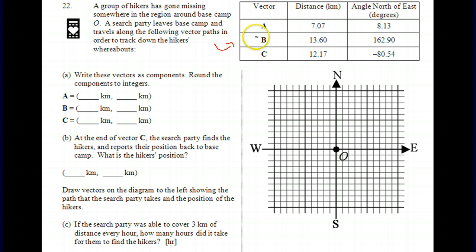Okay. So they traveled initially a distance 7.07 kilometers at an angle of 8.13 degrees. So we could figure out where they ended up by doing the two different components of this. So how would we figure out the components of that vector?